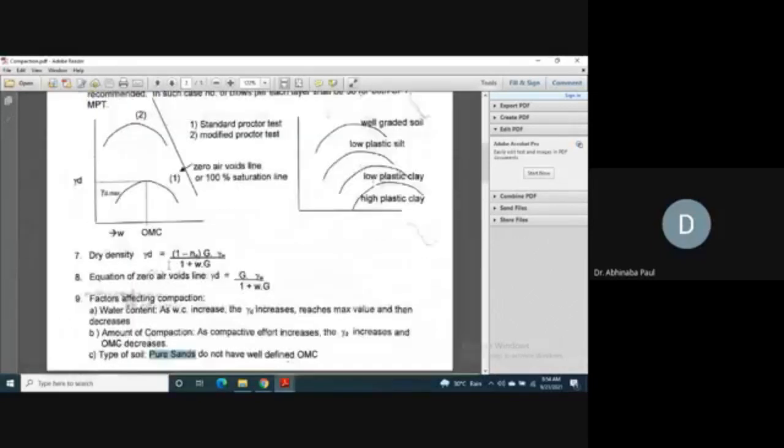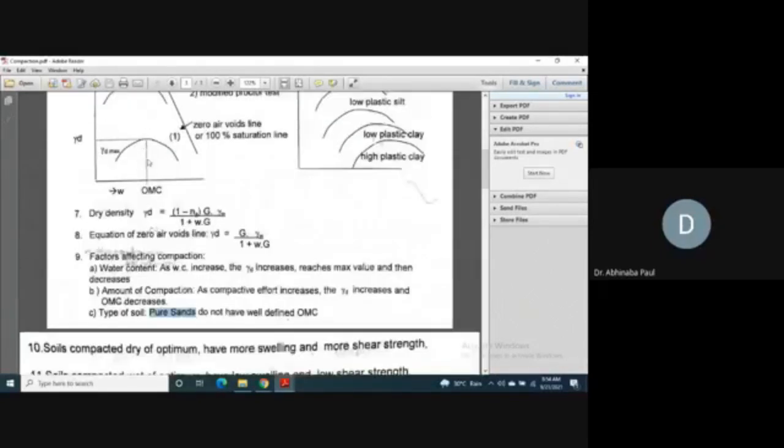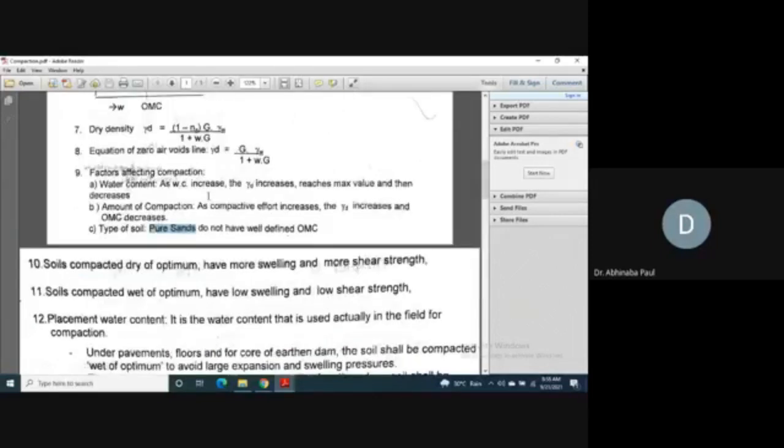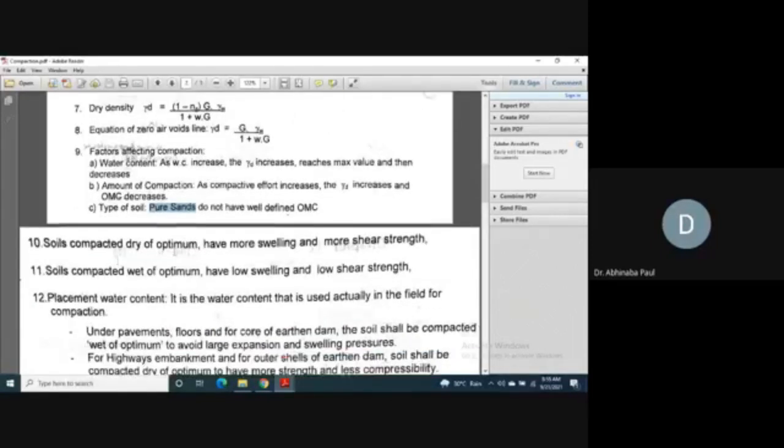Now we have two things. One is that we got the OMC. Now we have a dry side of optimum and a wet side of optimum. Depending upon this, many of the constructions are designed. So we will see, soil compacted on the dry side of optimum, what will happen? It has more swelling and more shear strength.